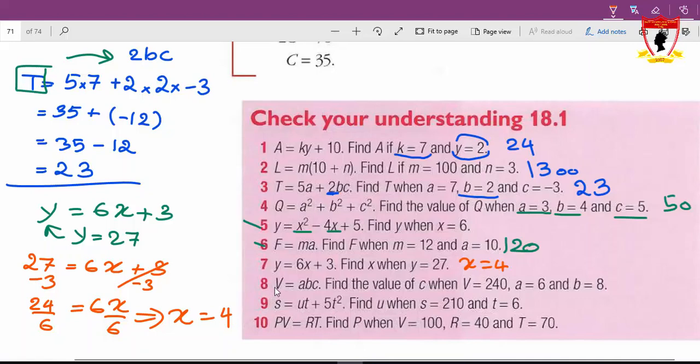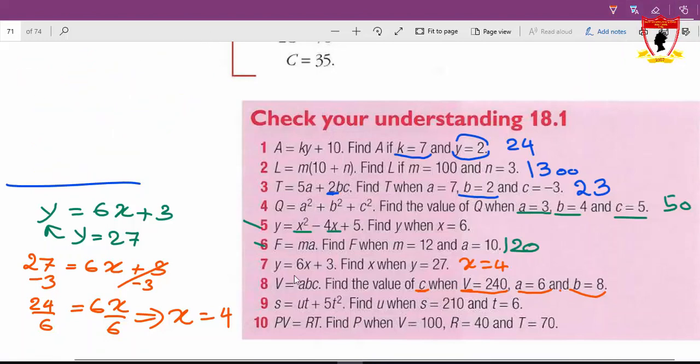Question 8. V is ABC. Find the value of C. Again, the value of the subject is given with the other two variables. What's missing is only C. Let's see how we can deal with this. Question 8. V is ABC. The value of V is 240, is equal to, the value of A is 6 times the value of B is 8, and the value of C is not given. We have to find it.